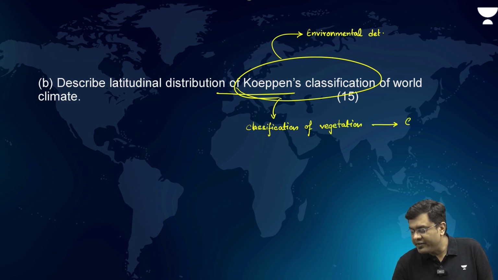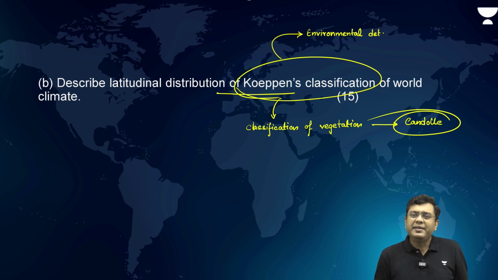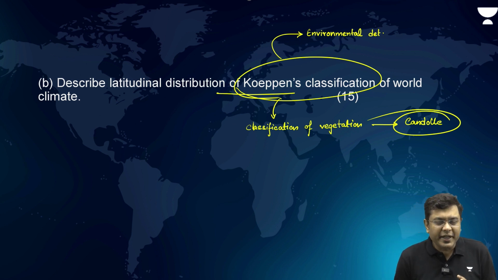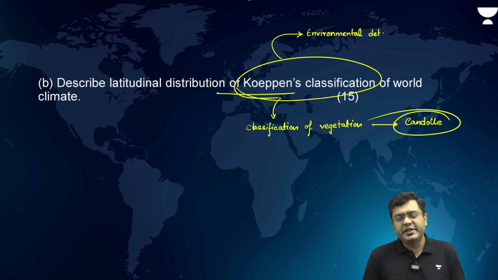So, on the basis of the classification provided by Candolle, right? After that, you can write here: temperature and precipitation were considered to be the prime factors determining the variation in vegetation from one area to another, and that is what was also eventually used to classify and distribute the climate.